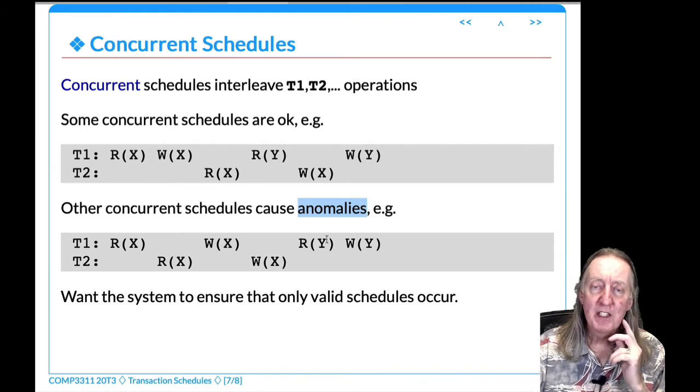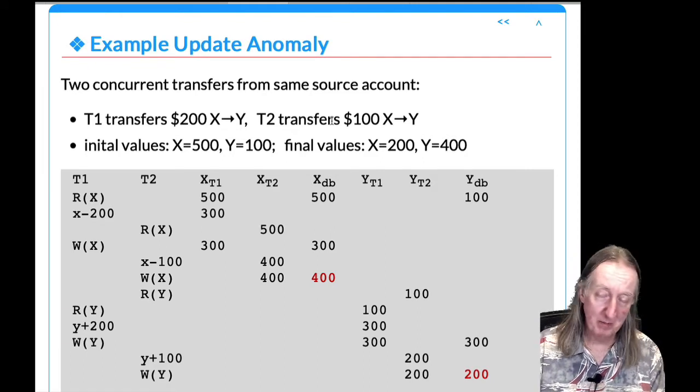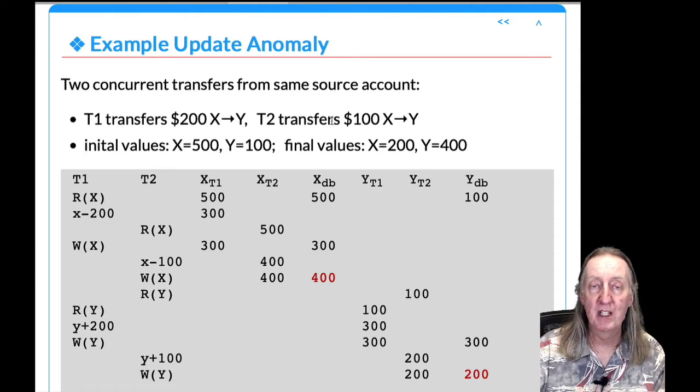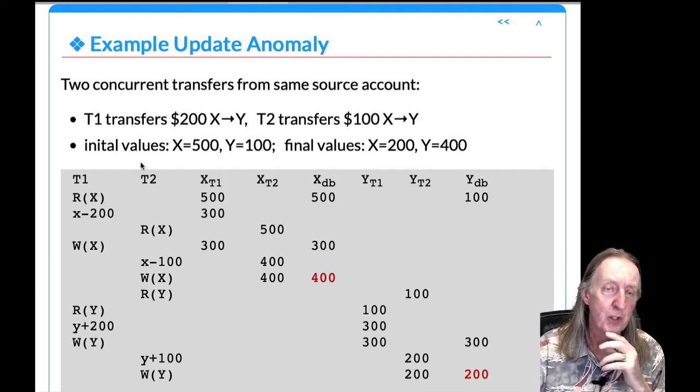All right, so let's have a look at an example of an update anomaly. Here we've got two concurrent transactions transferring money from the same source account into the same destination account. Maybe there are two different people who own the account, so it's a shared account. They're both doing transfers at different branches because, you know, they happen to work at different places. They go off in their lunchtime and they make this transfer.